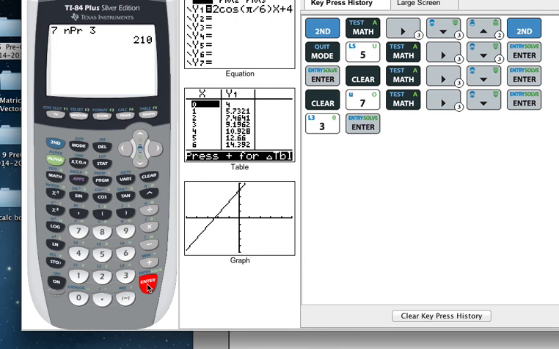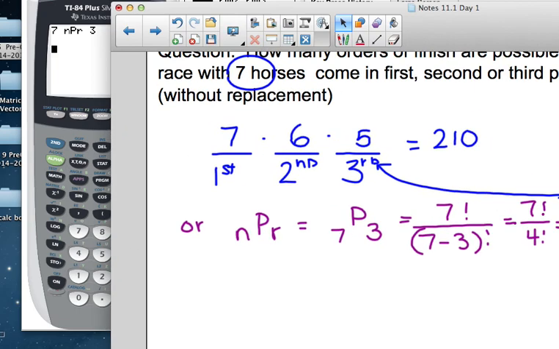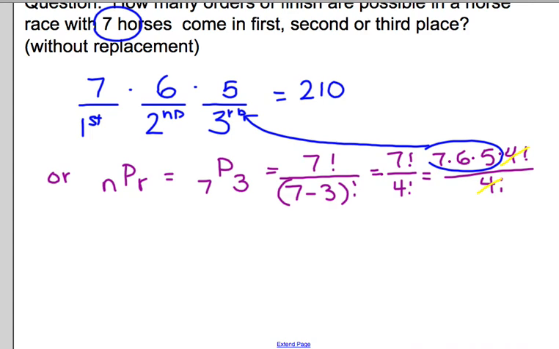So you have to push the 7 first, the total, then go into your math, probability, down to number 2, and put the number 3 in, and you'll get that same value. And that's how you can use the graphing calculator to find the value of factorials and permutations.